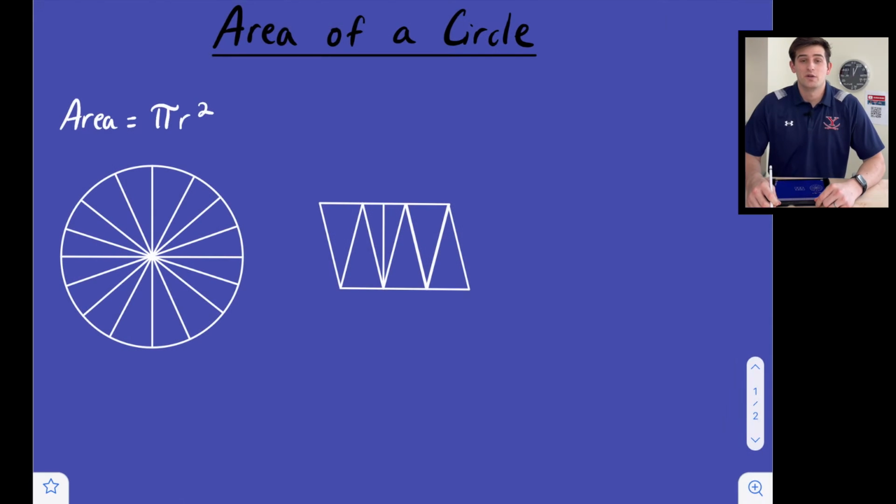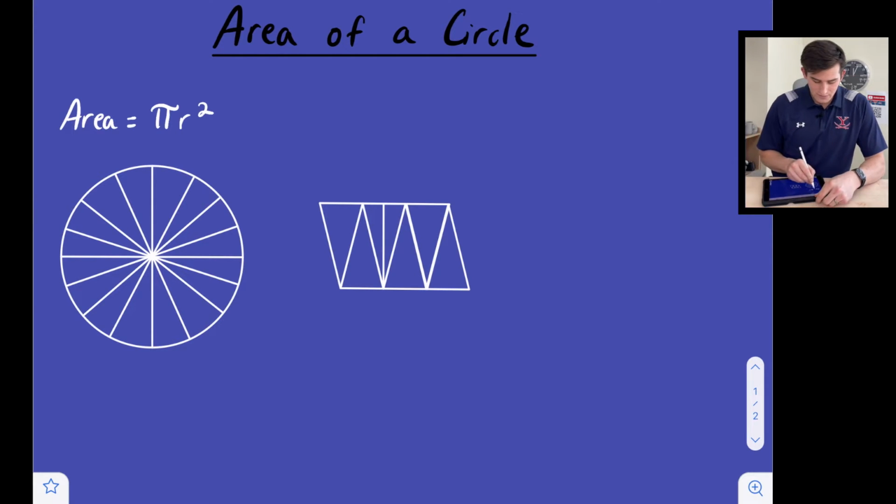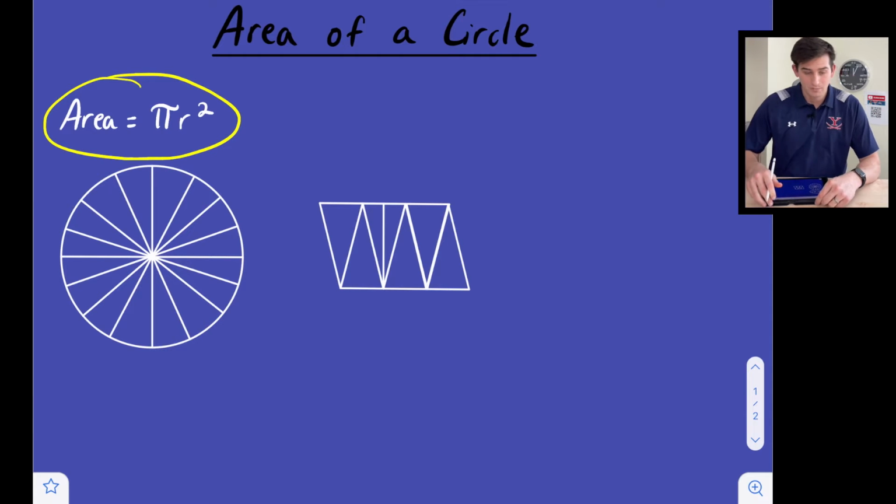Hello everybody, in this video we're going to talk about the area of a circle. So you probably already know that area is equal to pi r squared, and that's what we see right here at the top of our screen. But why is it pi r squared? Well, we're going to talk about why.